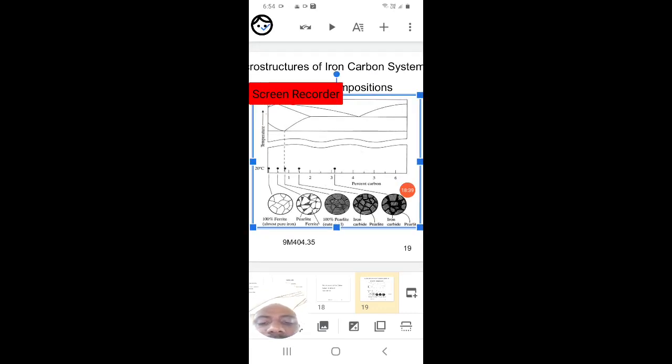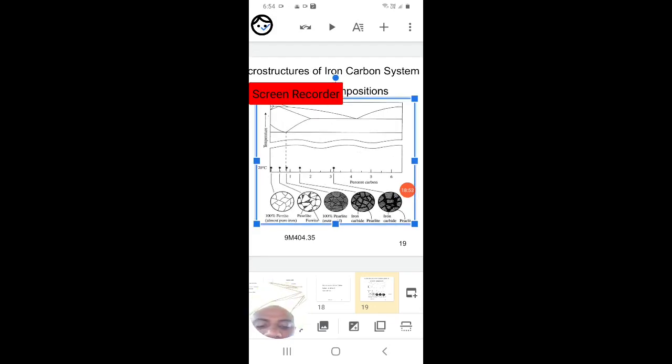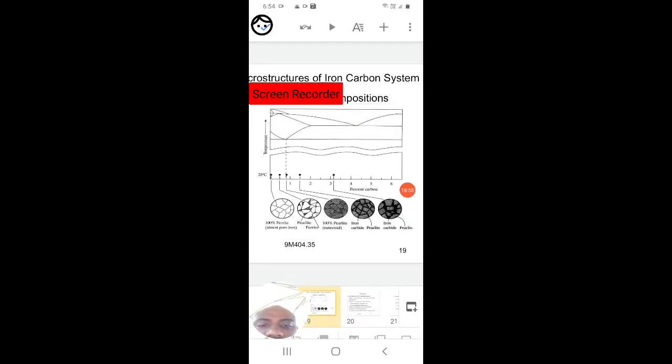After that, iron carbide, Fe3C cementite plus pearlite. These types of microstructures are obtained.